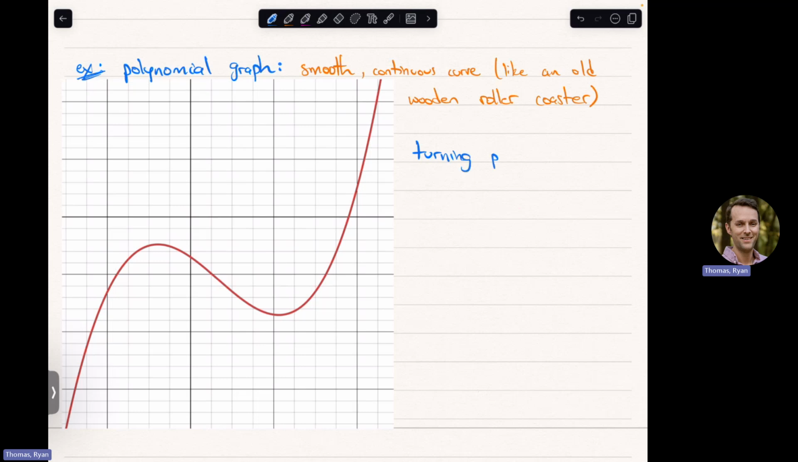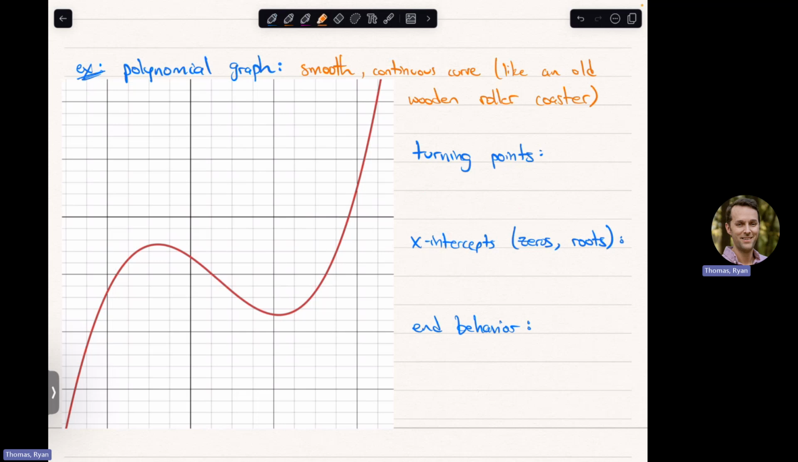Turning points. X-intercepts, which are also sometimes called zeros or roots. I probably won't call them roots very often, but I may use x-intercepts and zeros interchangeably. X-intercepts means where you cross the x-axis. Those are called zeros because at the x-axis, the y-values are going to look like that, right? So that's why they're also called zeros. And then describing the end behavior.